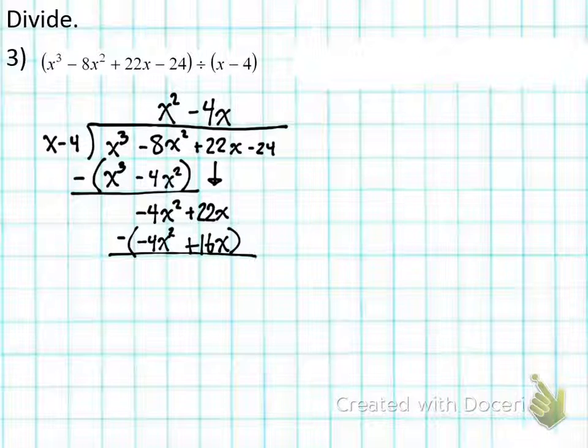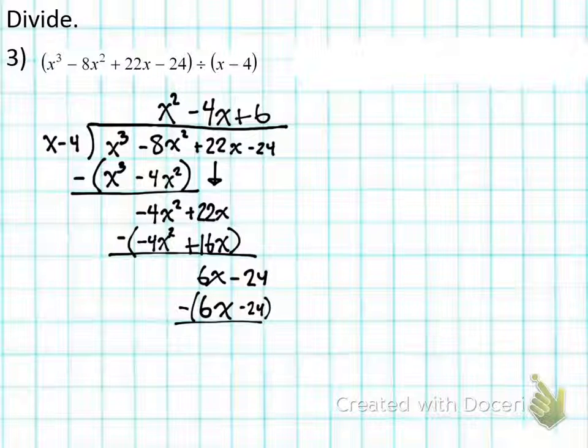So, negative 4x squared minus negative 4x squared. That cancels out. That means I did it correctly. 22x minus 16x is 6 what? Good. Bring down the next term, which is negative 24. Finish up my problem, and then I want you to write down your final answer on the boards. Ready, go.